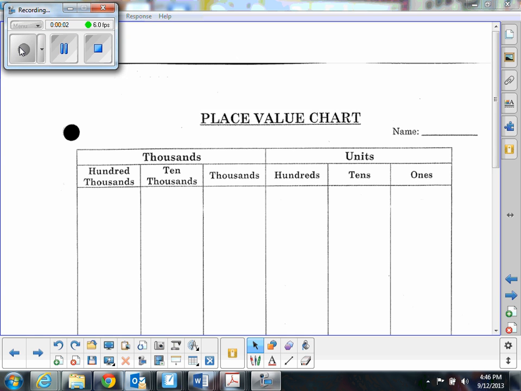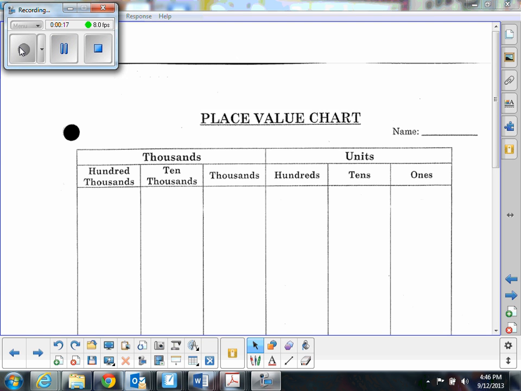This lesson's on place value. In front of you is a place value chart with the columns ones, tens, hundreds, and those all go into the units bracket above it. And then if you look, thousands, 10,000s, and 100,000s, and they all go into the thousands.